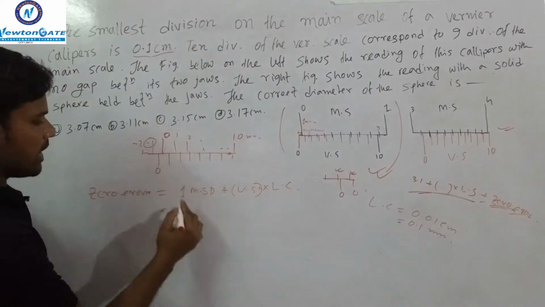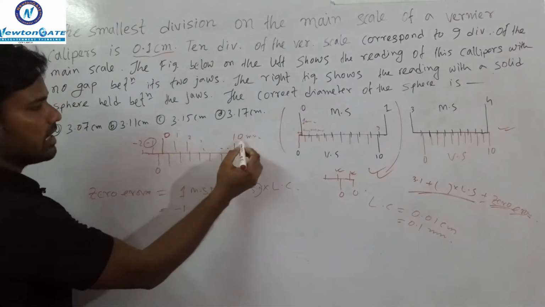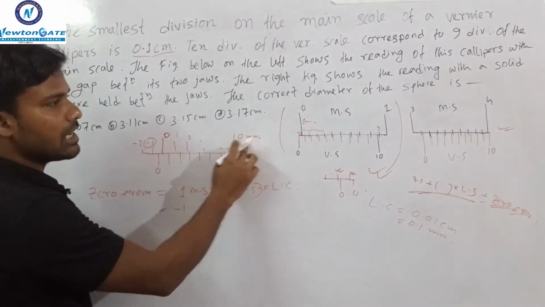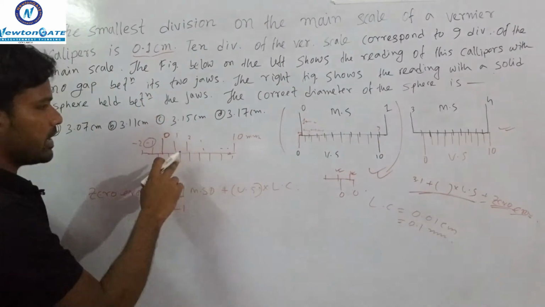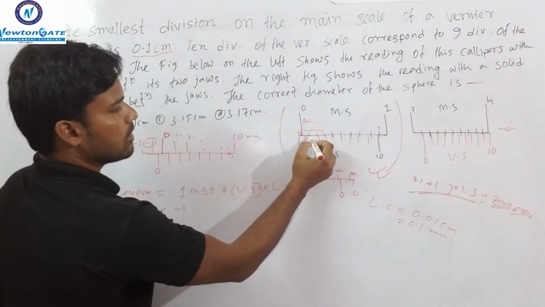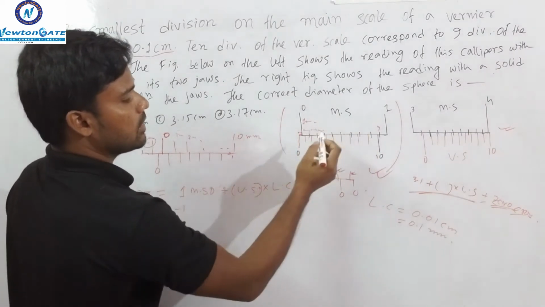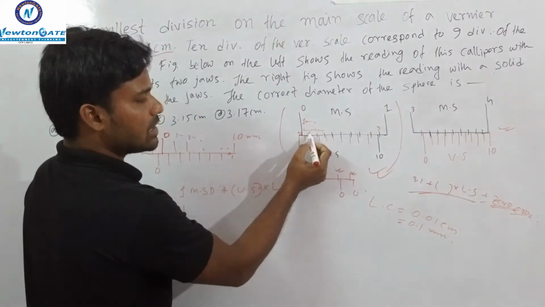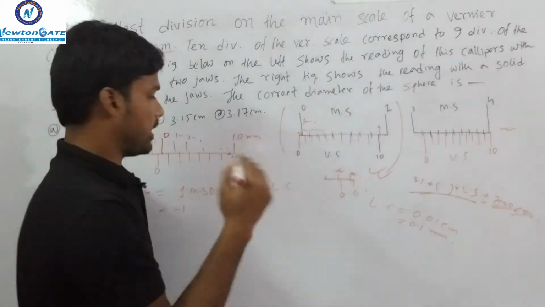So here -1 in millimeter, that is 10 millimeter. In centimeter that should be 1 centimeter, but in millimeter that is 10 millimeter. That means it is 1 millimeter, 2 millimeter, 3 millimeter, right, like this. And in centimeter that is 0.1 centimeter, 0.2 centimeter, like this.